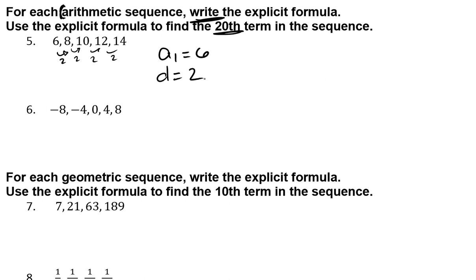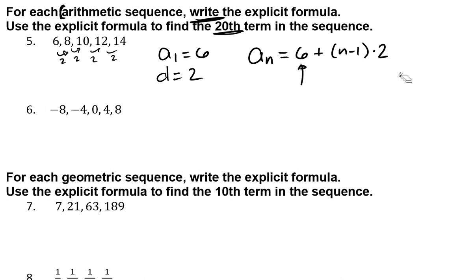So the explicit form says, hey, the nth term in this sequence, right, the nth one will equal the first one plus n minus 1 times the common difference 2. So all I'm doing is plugging those two values in, right? What is the first one? This is a sub 1, and what's your common difference?